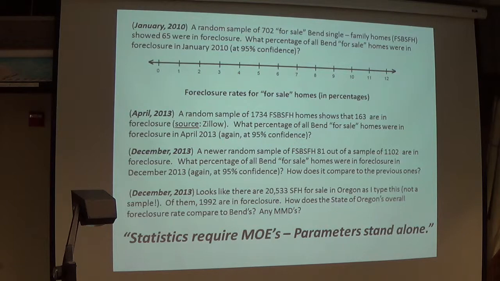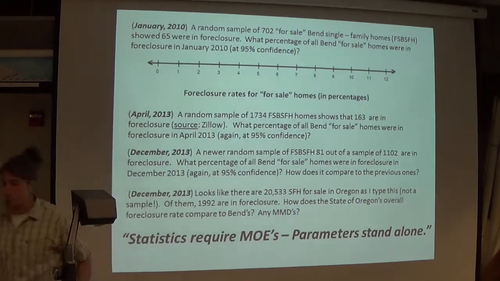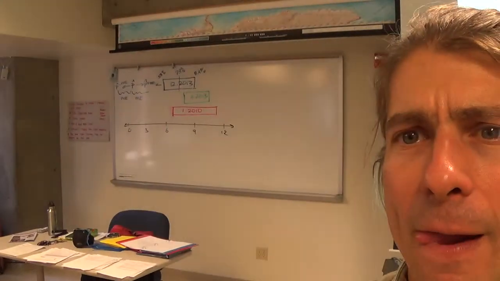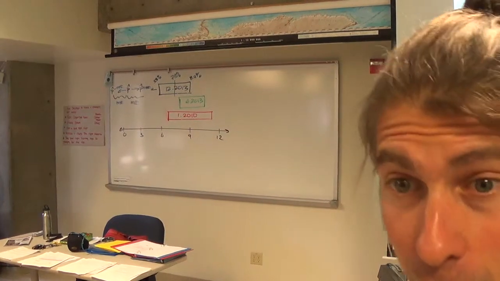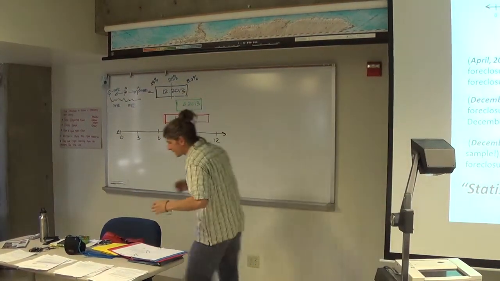Which means you're the U.S. Census Bureau. Actually, the Oregon Census Bureau right now. So all you're going to do is divide 1,992 by 20,533. And what do you get? Let's swing this over here. I do want to add it to the number line for sure. I think it's important to compare. What do you guys get?